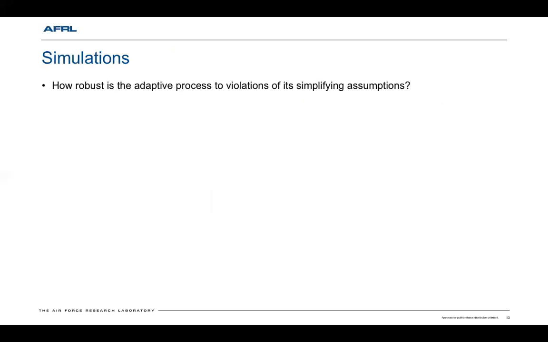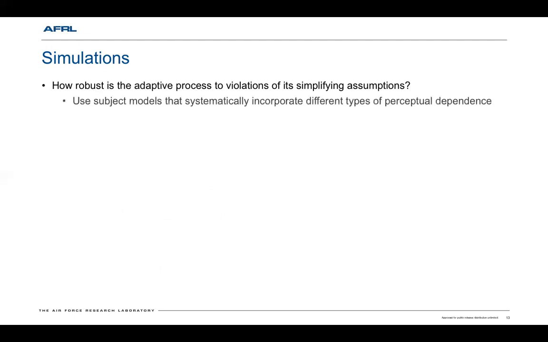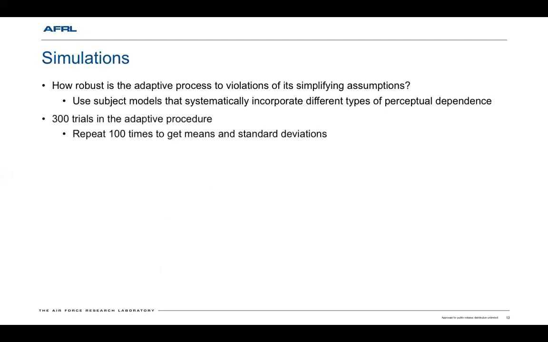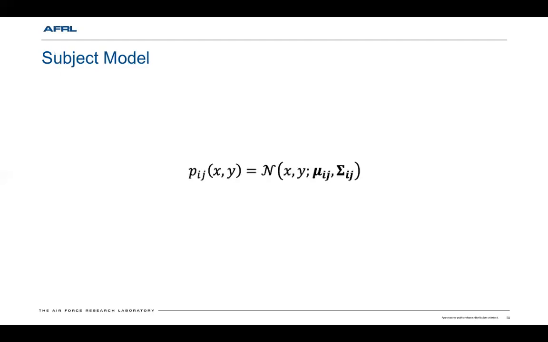The measurement model makes many simplifying assumptions, so how robust is the adaptive procedure to the violations of its assumptions? We conducted a simulation study using a series of subject models with increasing degrees of dependence to find out. We ran each subject model through 300 trials of the adaptive process and recorded its parameter estimates. Then we repeated the adaptive process 100 times to calculate summary statistics. Before presenting the simulation results, I will first define the generalized subject model.